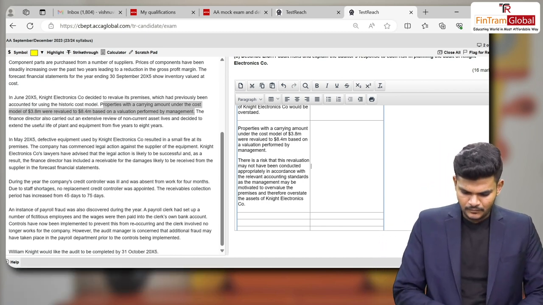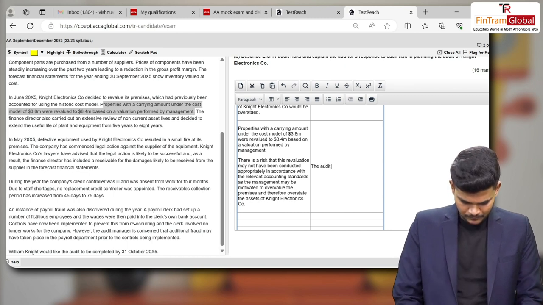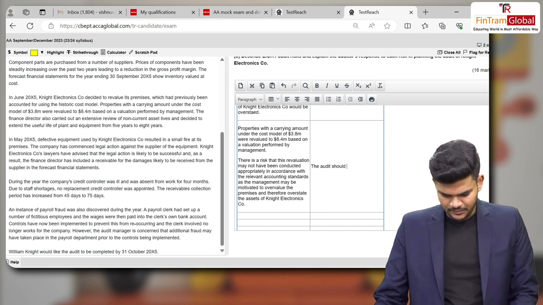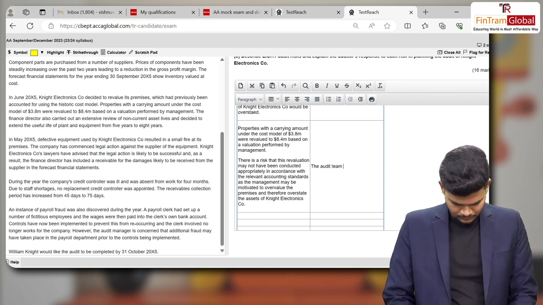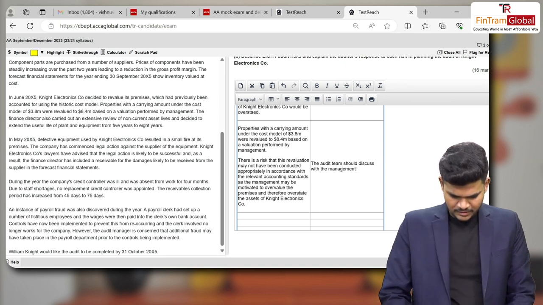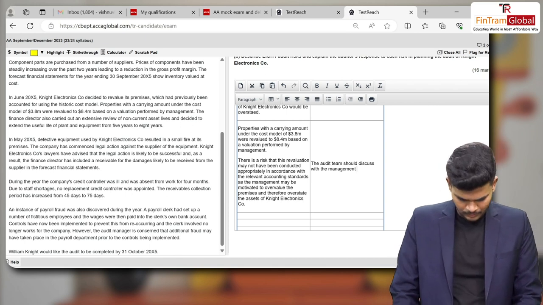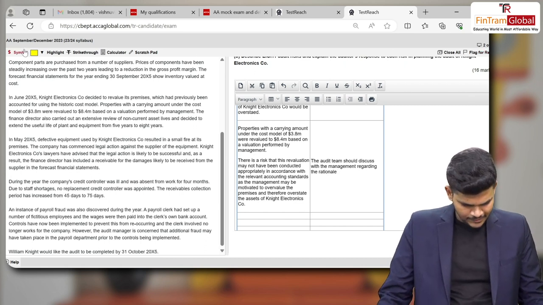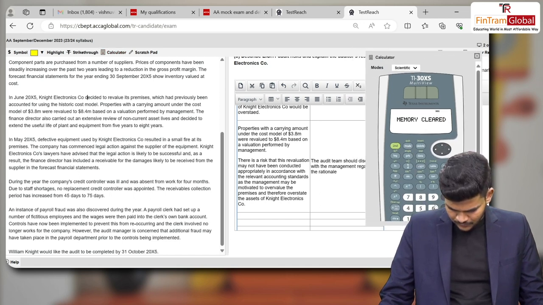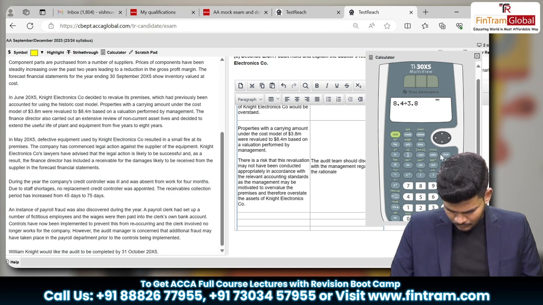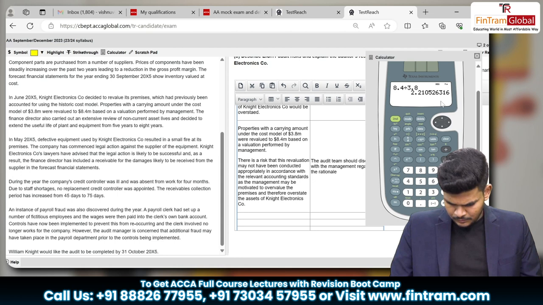And what should be the response? Well, the response should be that the audit team who has conducted the revaluation, is that mentioned? No specific person was mentioned for this, right? So let's just leave it. I'll just say that the audit team should discuss with the management regarding the rationale. And how many times was this increased exactly? Well, if I divide 8.4 by 3.8, how much will I get? Yeah, there it is. More than 2.2 times, right?